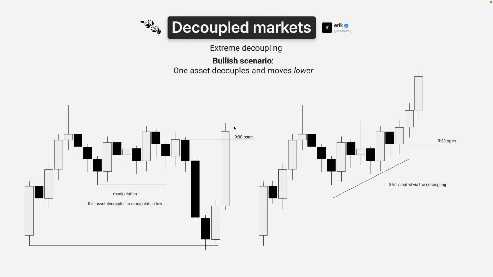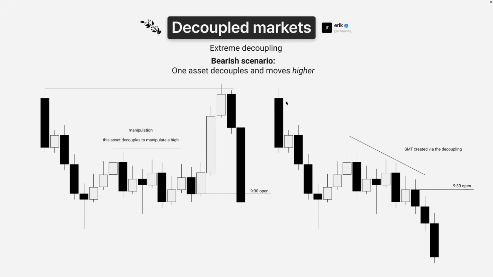We're going to go in depth over that. I just want to show you guys an extreme decoupling scenario. Right here, one asset decouples and moves higher. Again, this is just a bear scenario. Manipulation: this asset decouples to manipulate a high in an extreme decoupling scenario.